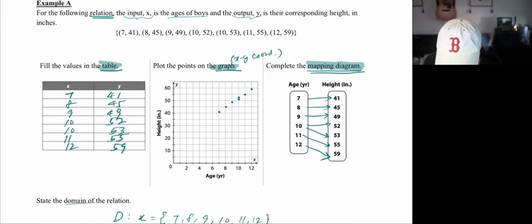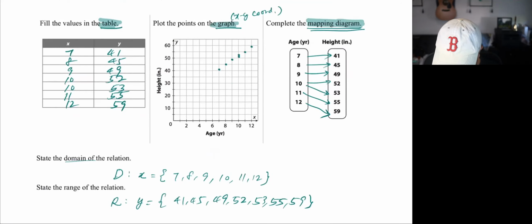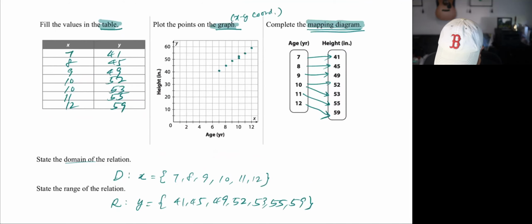Okay, guys, and the domain and the range over here. We good? All right. I don't know if you noticed this. I listed the 10 only once. Generally speaking, we do not write it twice. Even if it appears more than once, we just write it once.